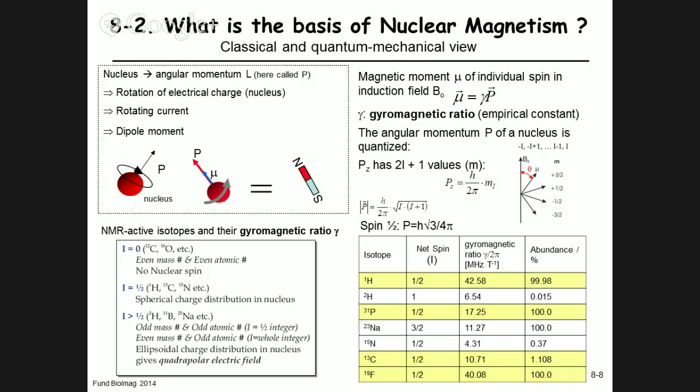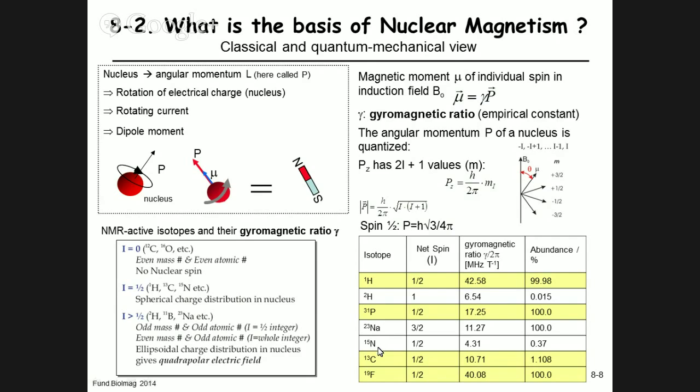We'll talk about what this means. And the natural abundance, that is the percentage of hydrogen atoms that are H1, the proper isotope, is basically 100%. Deuterium is very low. Its gyromagnetic ratio is also lower. Then you've got another spin 1/2, that's phosphorus 31, which is a bit higher. And the abundance here is 100%. So all phosphorus atoms carry phosphorus 31.